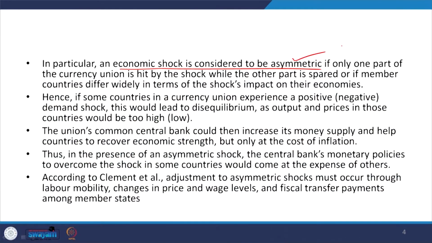In particular, an economic shock is considered to be asymmetric if only one part of the currency union is hit by the shock, while the other part is spared, or if member countries differ widely in terms of the shock's impact on their economies. So, asymmetric information due to the economic shock is actually noted. If all are not treated equally, then an asymmetric shock is also identified.